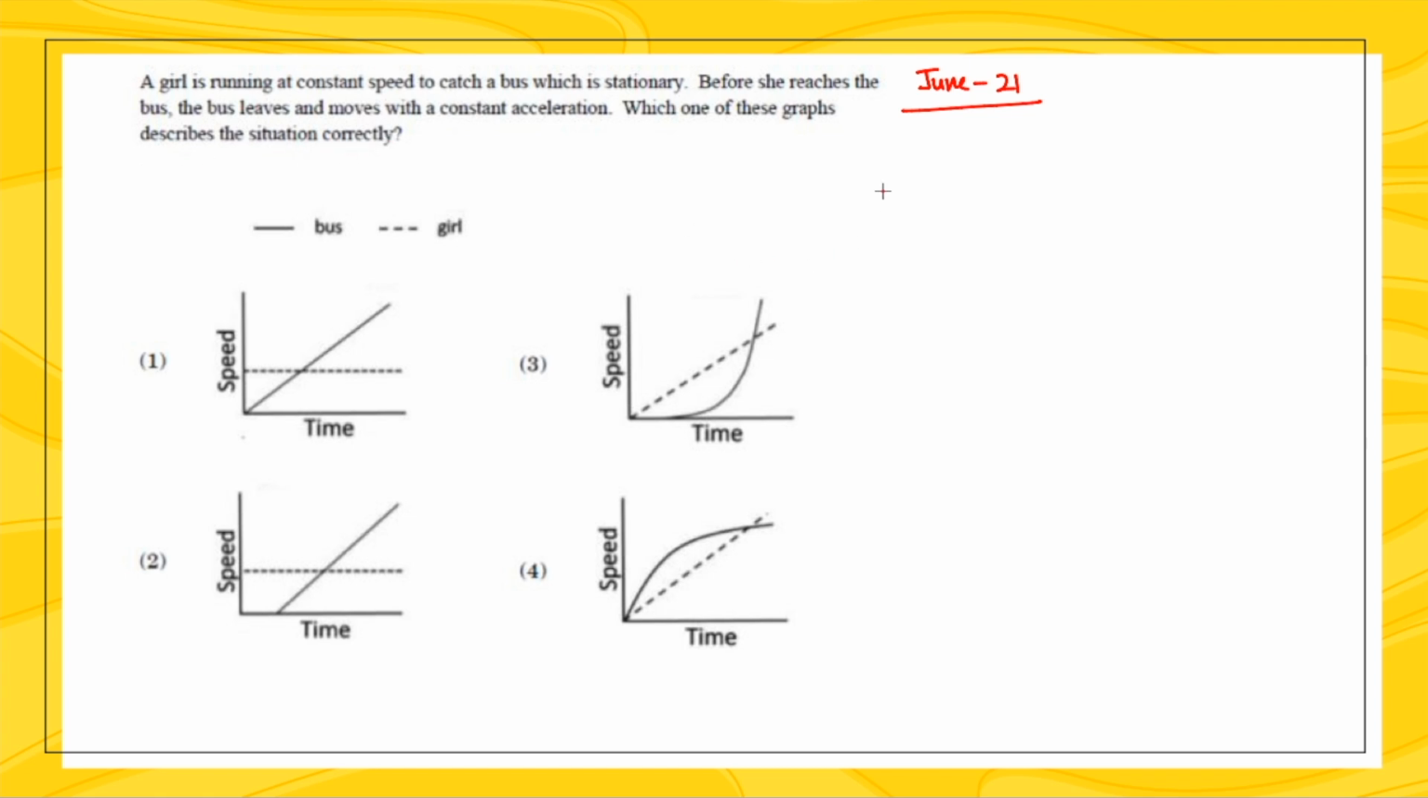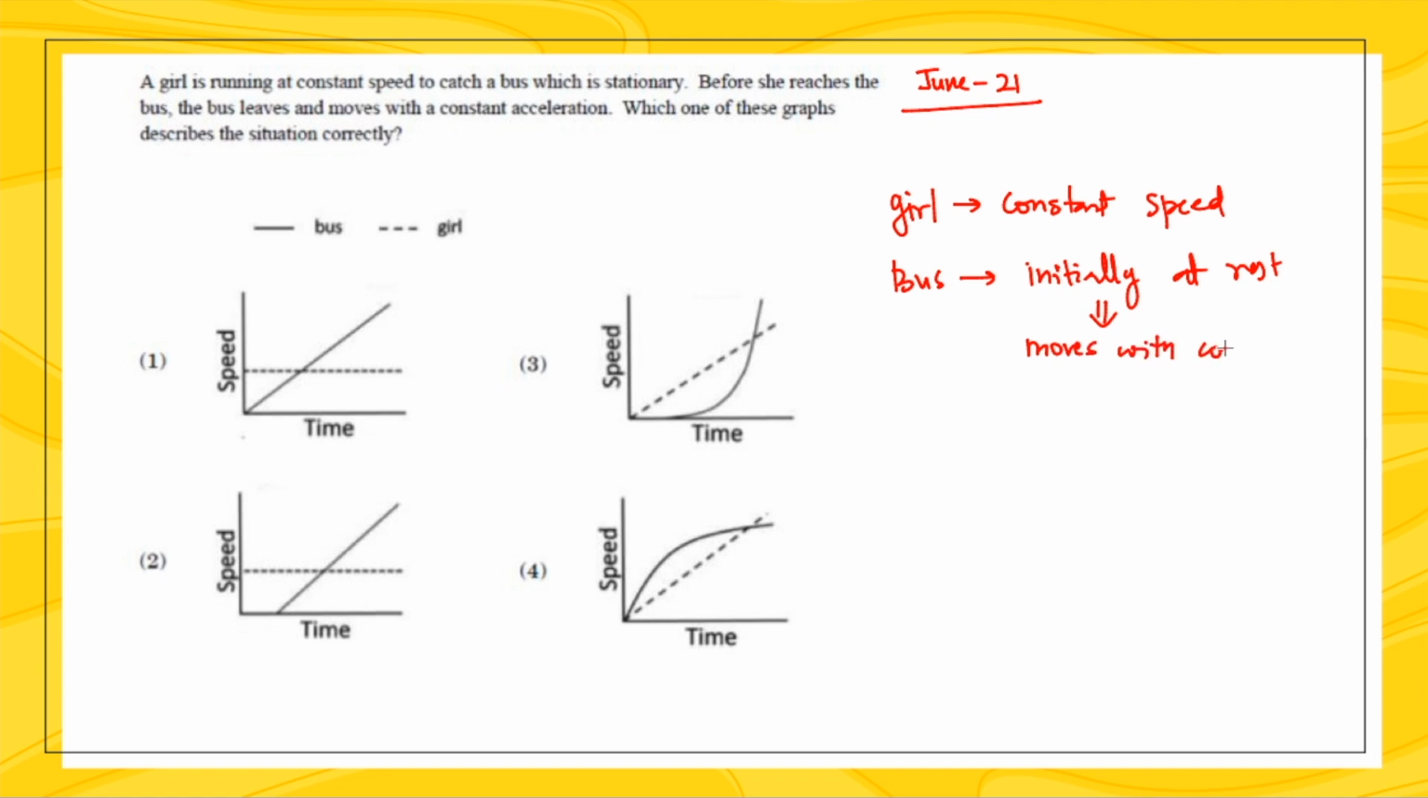Now understand what points are given to you. What about the girl? The girl is running with constant speed, and her speed is not changing at all. What about the bus? The bus was initially at rest, but then what happened to the bus? It started to move with constant acceleration.